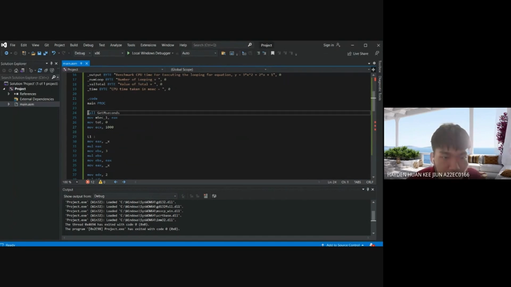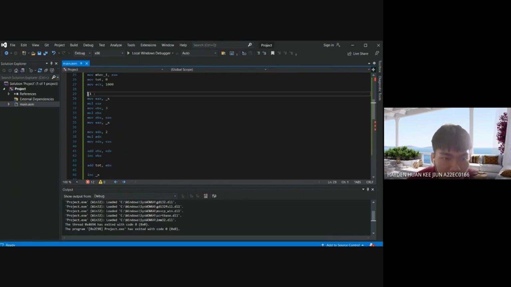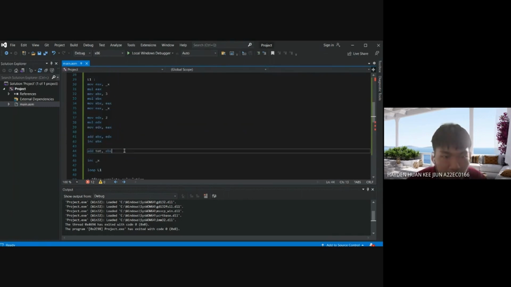For this one, the first thing I do is call mseconds and store it in EAX, and then I move it into mset1. Then the total is equal to 0, and I set the loop count to 1K, which is 1000. Then I start my looping here.